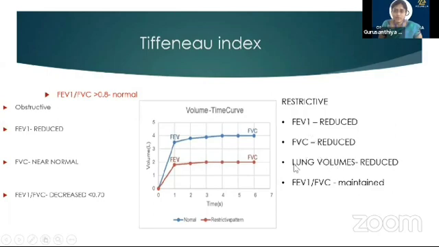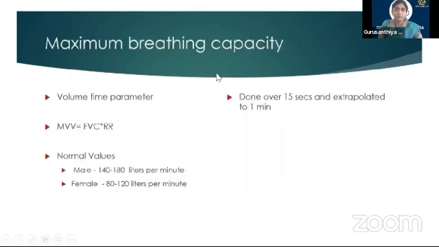In a restrictive disorder, all the lung volumes are decreased, say total lung capacity, residual volume, forced vital capacity, FEV1, all are reduced in restrictive pathology. Till now, what we have seen is the dynamic test, only the volume time parameters. The next volume time parameter is the maximum breathing capacity. It's a volume time parameter because the forced vital capacity into respiratory rate gives us the maximum voluntary ventilation.